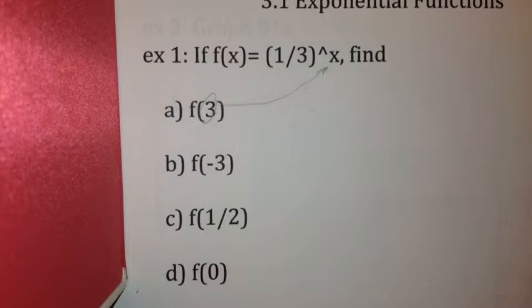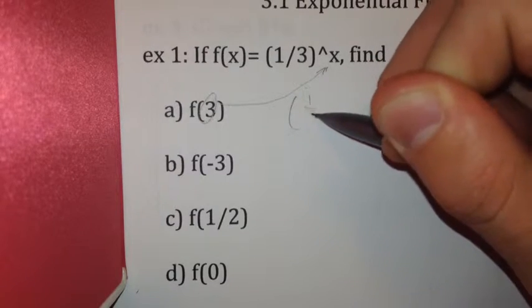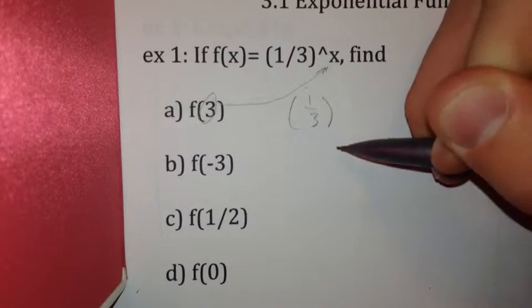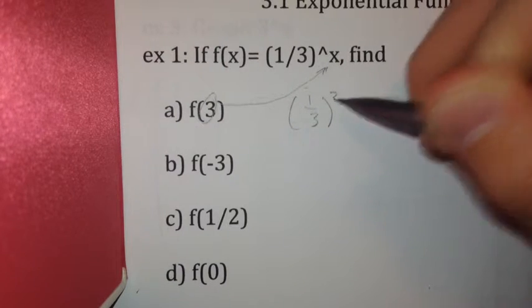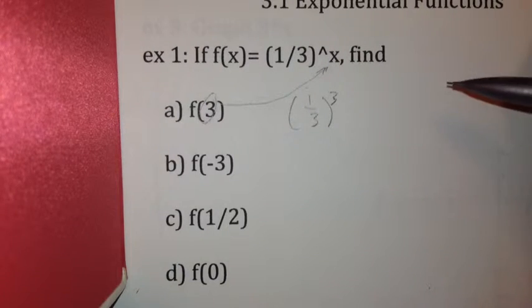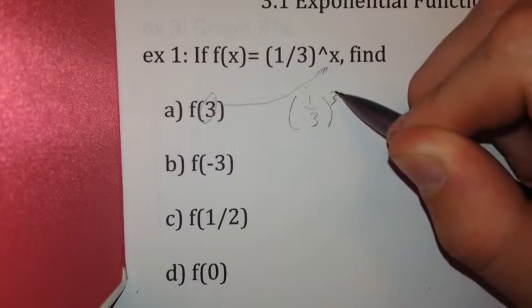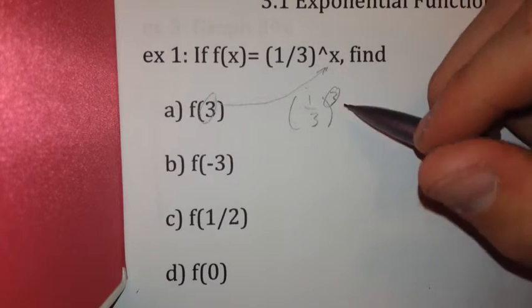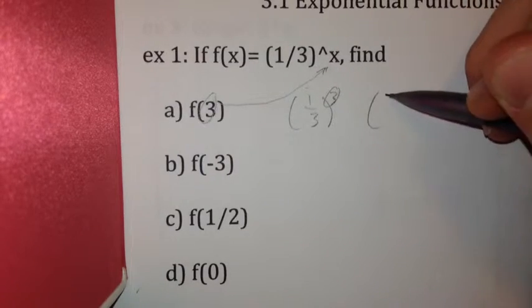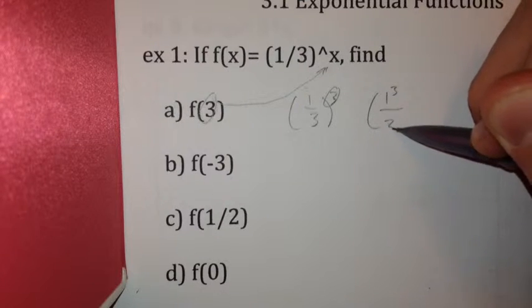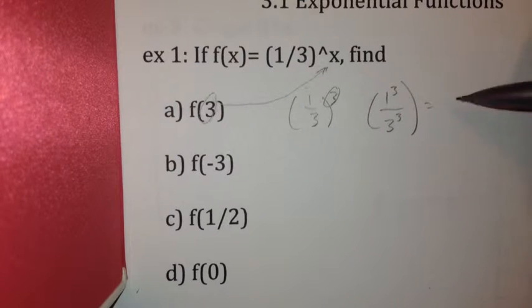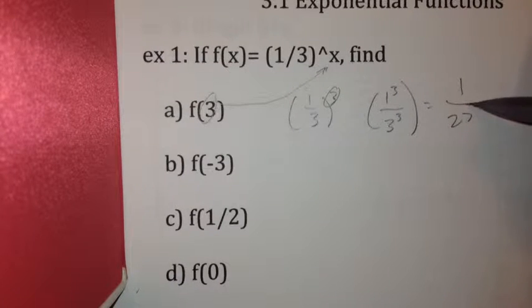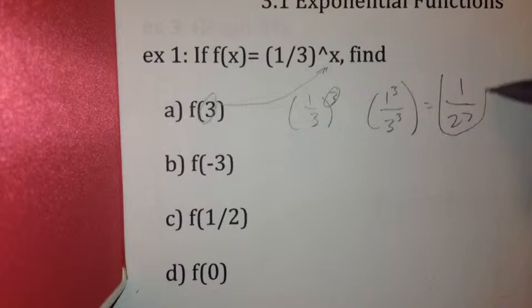So for A, it would be 1/3 to the third power. Basically, whenever there's a fraction and it's to any power, you do it for all the numbers. So you do 1 to the third over 3 to the third, which equals, yes, you guessed it, 1 over 27. So that's our first one.